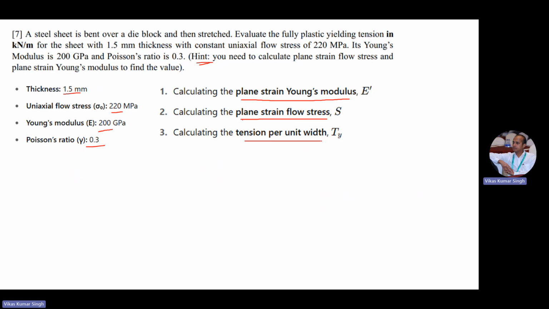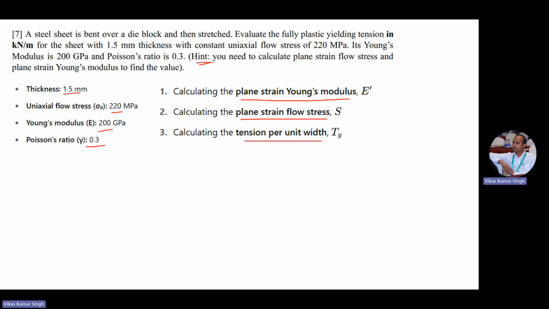Sometimes in the textbook or the lecture, this traction is called tension per unit weight. So don't get confused about that. This is nothing but the traction only. So Ty, and this Ty is your sigma into thickness. We will see that when we come to it.